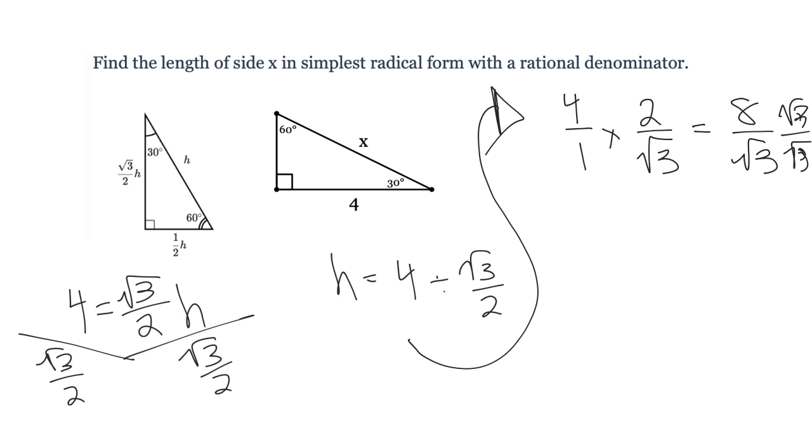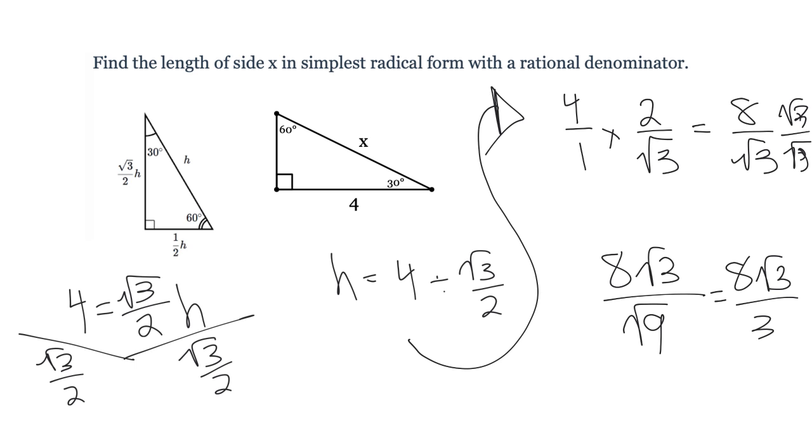Okay, so on the top, it's going to be 8 times the square root of 3. So I'm just going to write 8 times the square root of 3. And on the bottom, square root of 3 times the square root of 3 is the square root of 9. And we know that the square root of 9 is equal to 3, since 3 times 3 is 9. And since I can't simplify this any further because 3 doesn't go into 8 at all, that's going to be our final answer. So the length of the hypotenuse is 8 times the square root of 3 over 3.